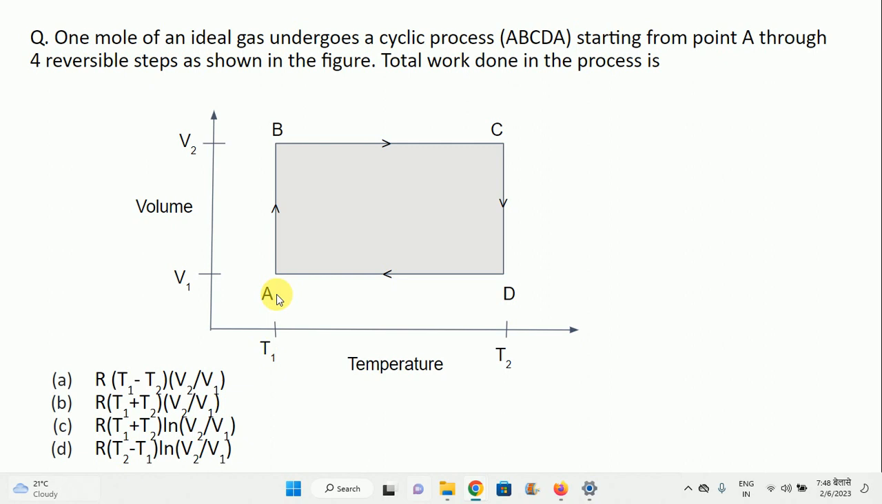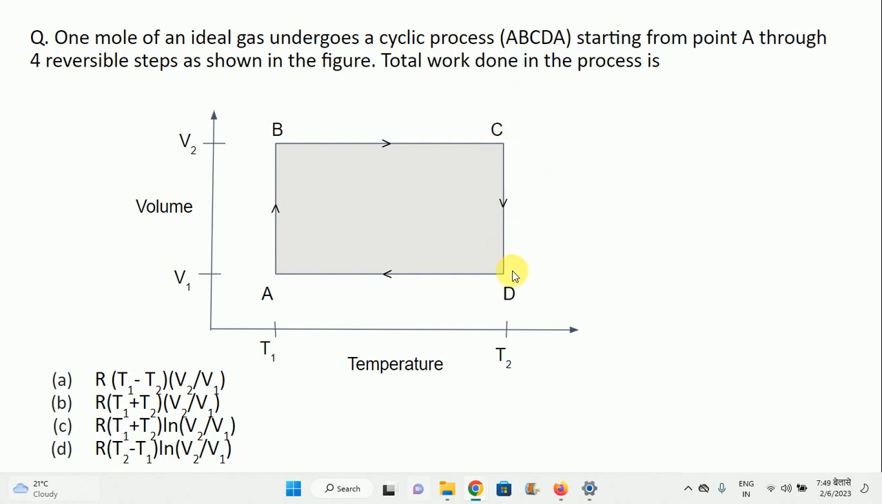So from A to B, volume is changing from V1 to V2, and it is an isothermal process since the temperature is constant at T1. So we can calculate it by the formula minus nRT ln V2 by V1. Then from B to C, the volume change is 0. So ln V2 by V1 is only ln 1, and ln 1 is 0. So here work done is 0. From B to C, the change in volume is 0, so the work done is 0.